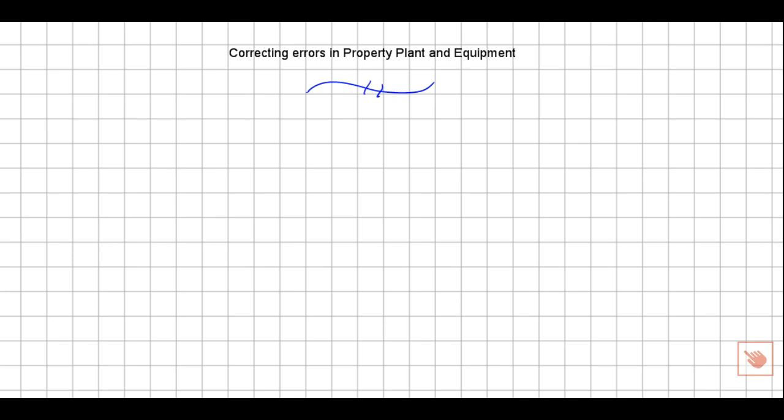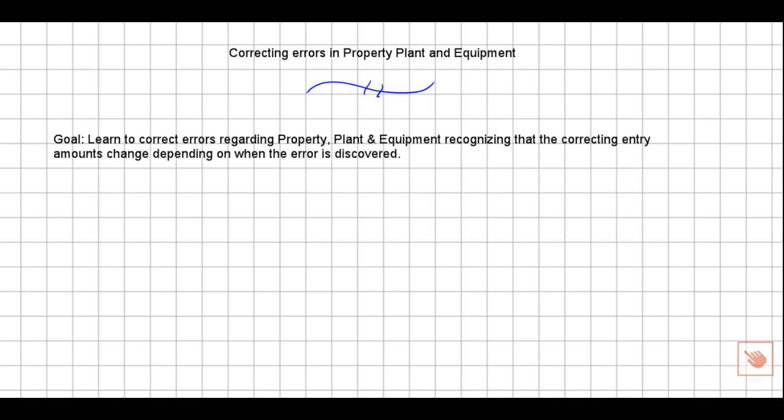Let's get started, first of all, with a goal. Our goal is to learn to correct errors regarding property, plant, and equipment, recognizing from the get-go that the correcting entry amounts are going to change depending on when the error is discovered. Let's come up with some facts to a problem that bring that to bear.